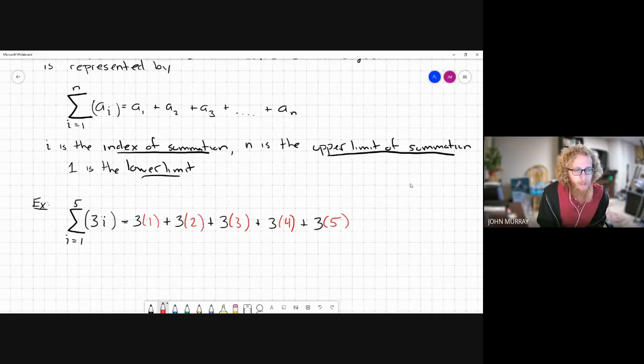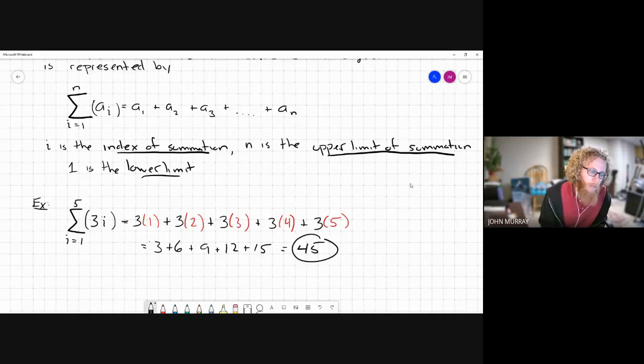And then after that, it's just normal arithmetic. So I have 3 plus 6 plus 9 plus 12 plus 15. And we add up all those together. And that gets us 45. All right, so it's pretty straightforward. And any questions about the basic summation notation?